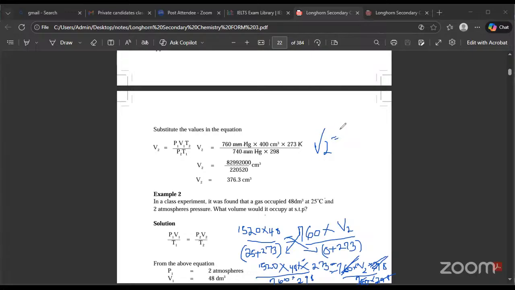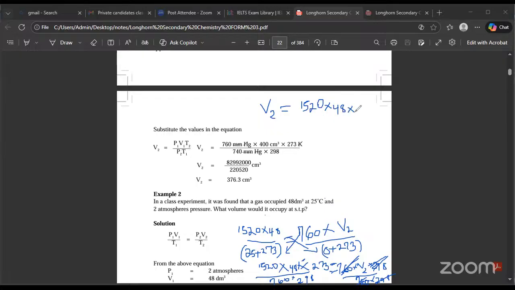Let me write it on top here for the sake of visibility. So what is remaining in that question is V2. After nimecancel, V2 ndo inabaki peke yake on the other side. So I make it the subject of the formula, so V2 is equal to 1520. What I want now is this 1520 you multiply by 48.